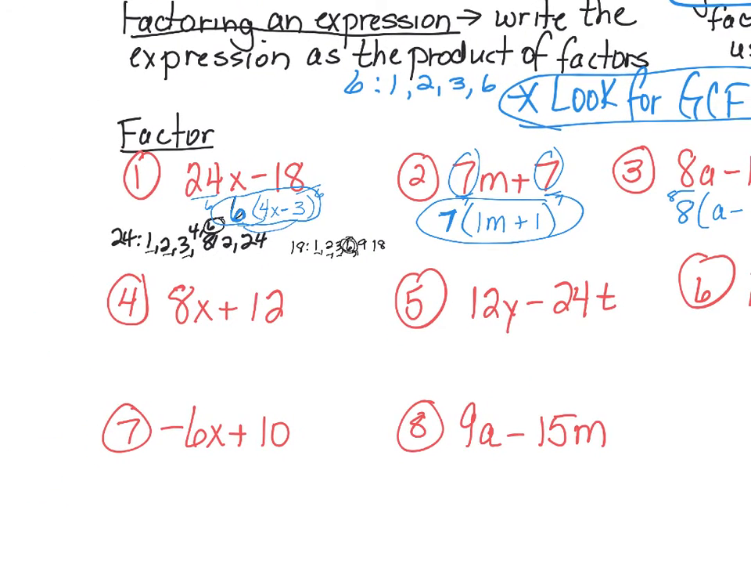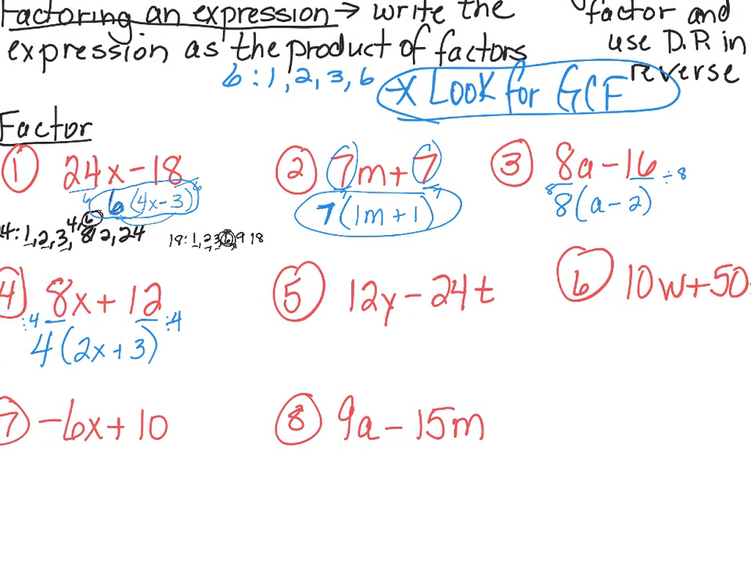Once you get it. Number 4, 8x plus 12. What is the greatest common factor between 8 and 12? 4. 4 becomes my truck. 8 divided by 4 is? So I put 2x plus 12 divided by 4 is? If you distribute, do you get what we started with?